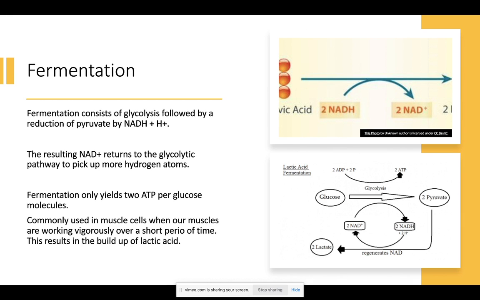So fermentation, as you can see here, is not very efficient for producing energy. You only get a yield of 2 ATP molecules per glucose. But primarily what it's responsible for is the regeneration of NAD plus molecules so it can re-enter into the citric acid cycle so we can eventually get down to the electron transport chain. It is commonly used in muscle cells when our muscles are working vigorously over a short period of time. This results in the buildup of lactic acid, like we previously discussed.